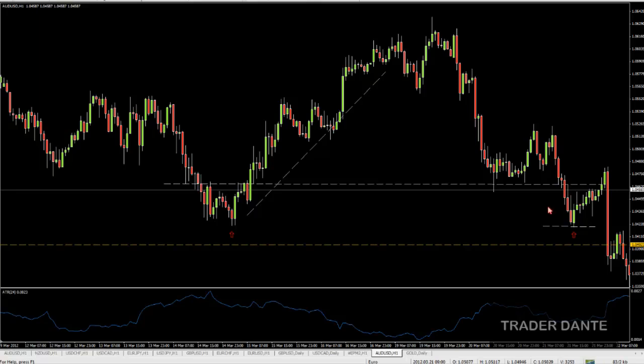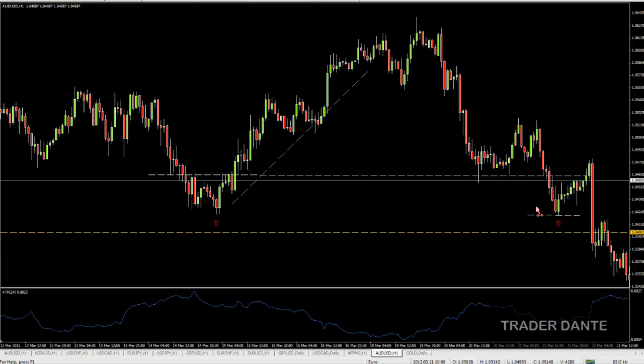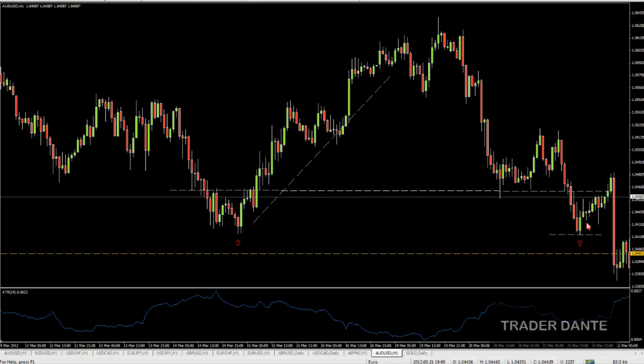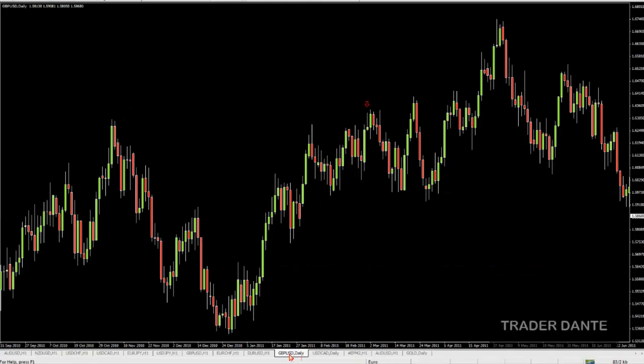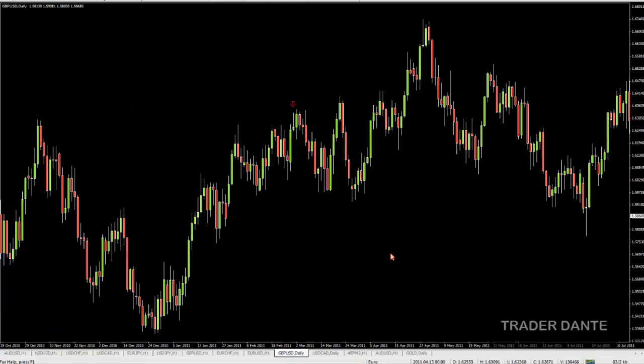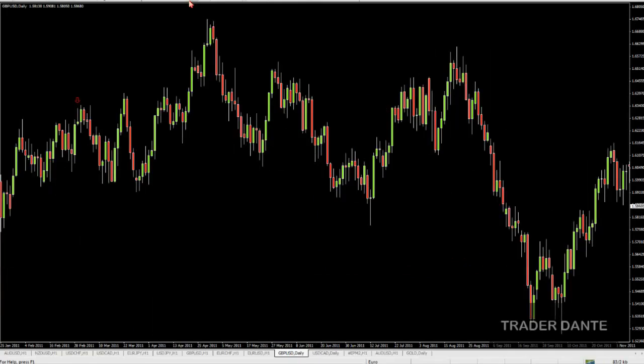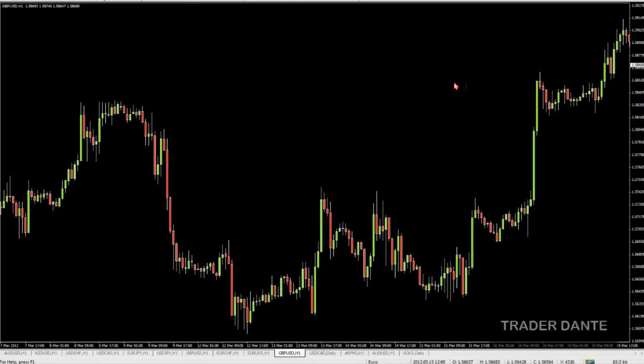Now, here's something else that's a little bit interesting. When you see this kind of bar, in fact, let me show you something else and make things a little bit clearer here. Show you a trade that I did recently in cable.